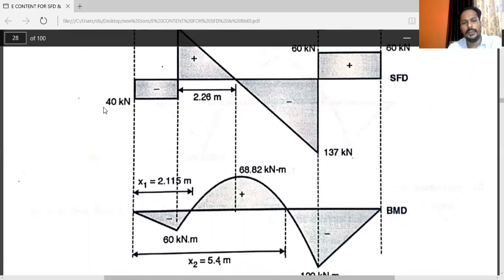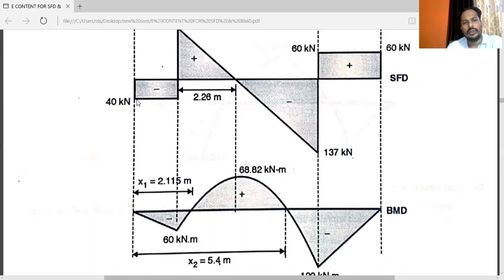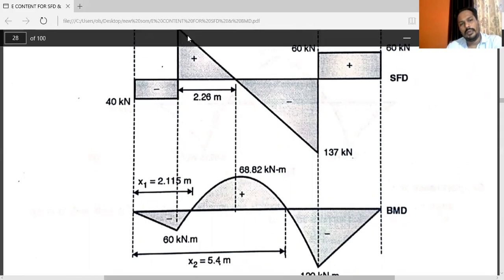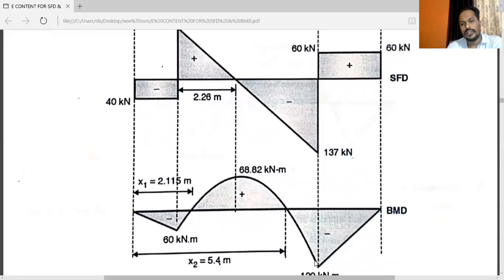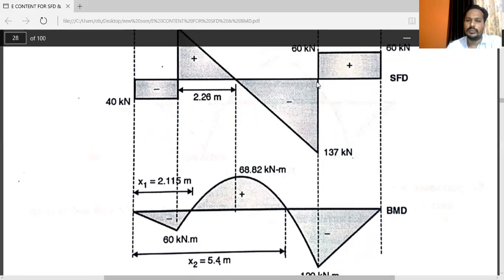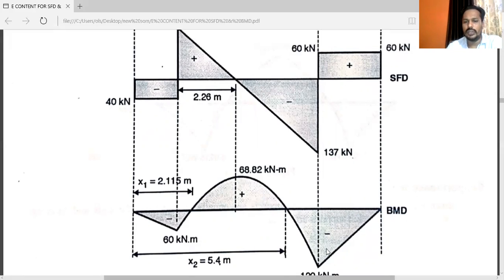So you can see here the straight line. So below this in the BMD, there will be an inclined line. In SFD, there is an inclined line, so there will be a parabolic curve. You can see in the diagram from B to D, there is a straight line, so there will be an inclined line.